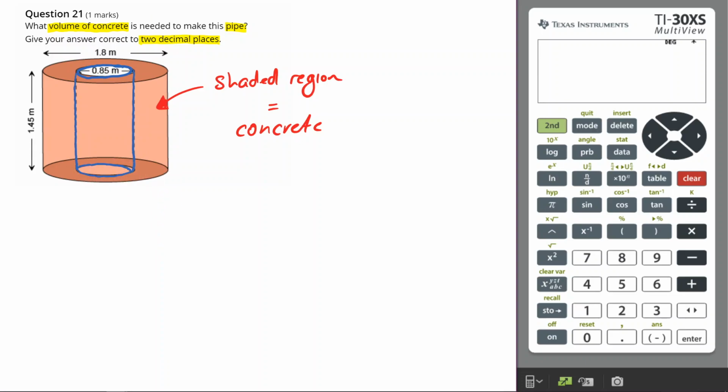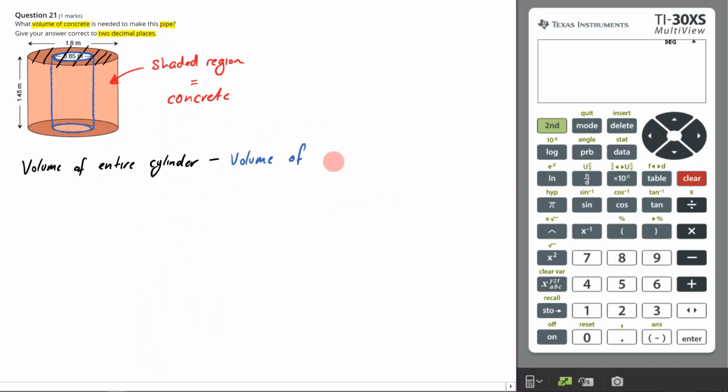So what we're going to have to do is figure out the volume of the entire thing. So we're going to figure out the volume of the entire cylinder. And then we're going to subtract from that the volume of the hollow area, the volume of the hollow cylinder, let's call it that. And then what that will equal is the concrete, or the shaded region. Because if we take the whole thing and then subtract away that hollow inside, then we'll just be left with the volume of the concrete here.